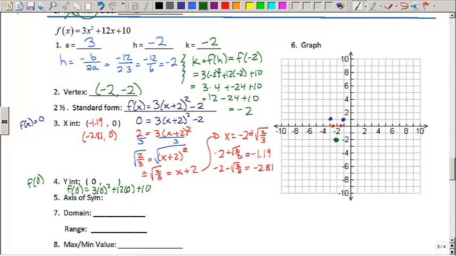In general form, this is really easy because 0 squared is 0 times 3 is 0. 12 times 0 is 0. So 0 plus 0 plus 10 is 10. Using my axis of symmetry, and my axis of symmetry is x equals h. In this case, my h is negative 2. And we can sketch that on my picture.